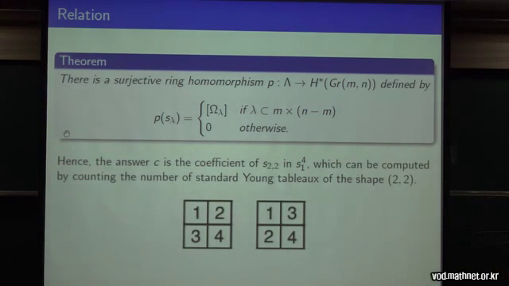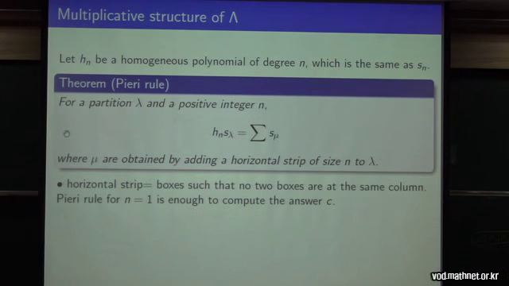It turns out the answer C is just the coefficient of s_{2,2} in s_1^4. I will explain this part on the next slide, because I need to give one rule to compute what these are, which is called the Pieri rule.